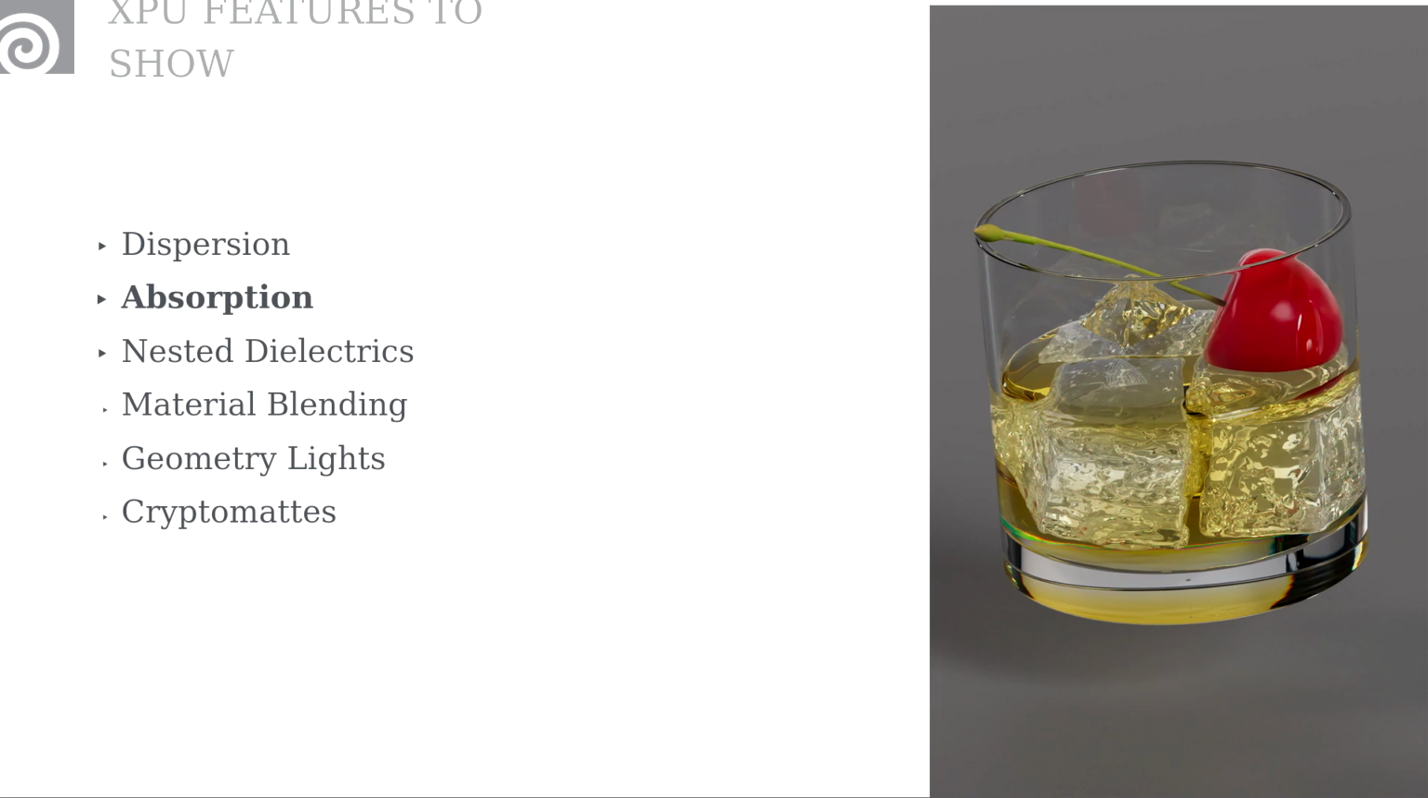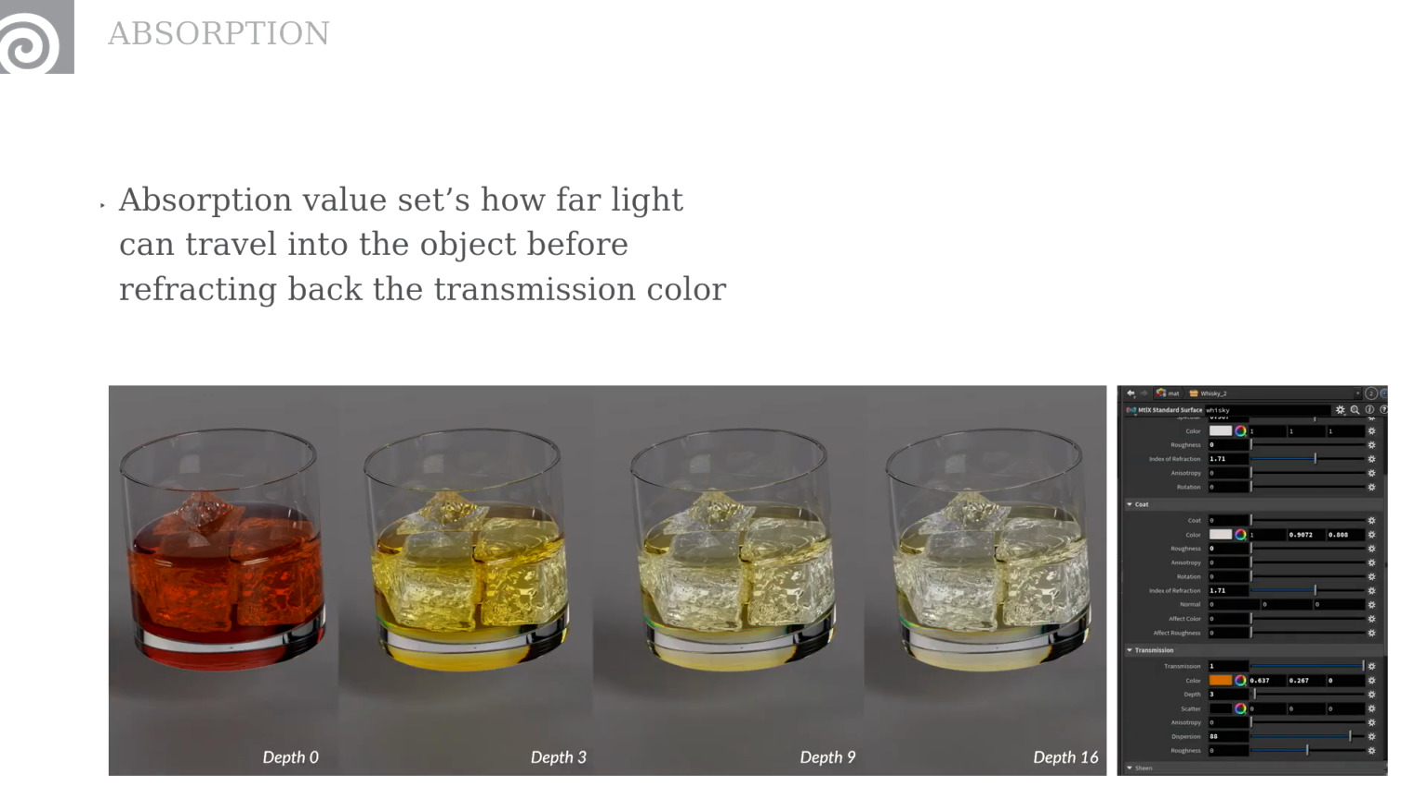So another thing, absorption. There's another thing that was in Karma CPU before, but it's now making its way into XPU. In general, they're getting really close. Also in terms of the look, if you render something in CPU and XPU now, it pretty much looks the same. So that's really great. But what absorption is, it's essentially a slider.